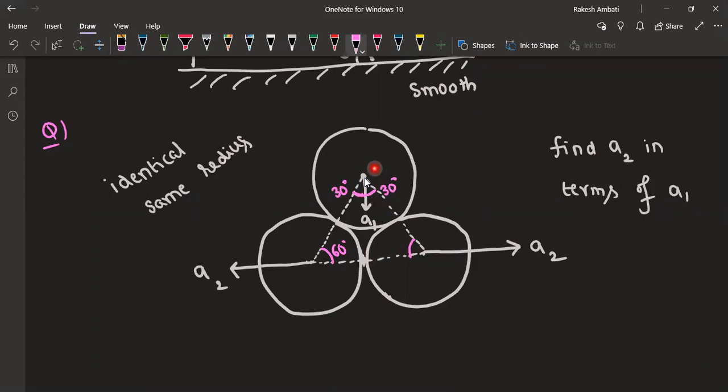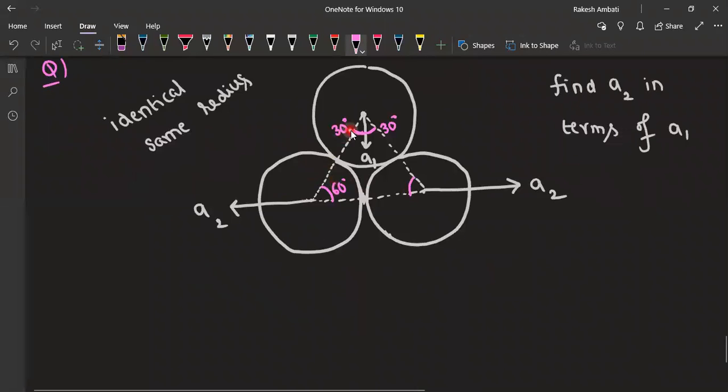So this sphere is moving down with acceleration A1. Now we have to find the A2 value in terms of A1. It's a very simple one. To find A2, I'm taking a combination of spheres, but that's up to you. So I'm taking these two spheres.